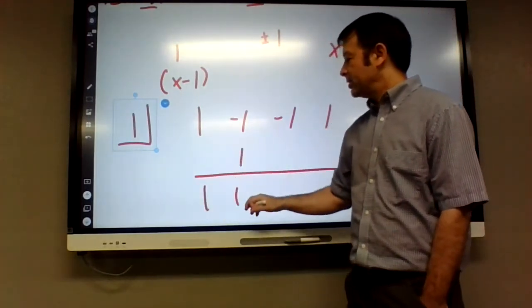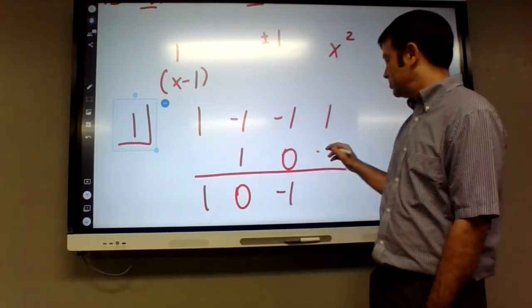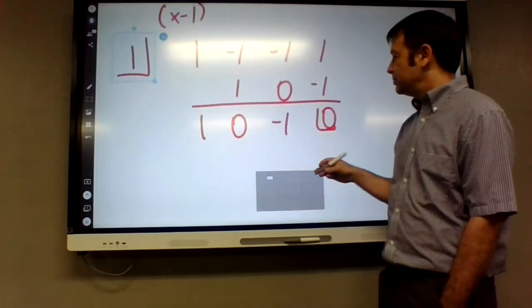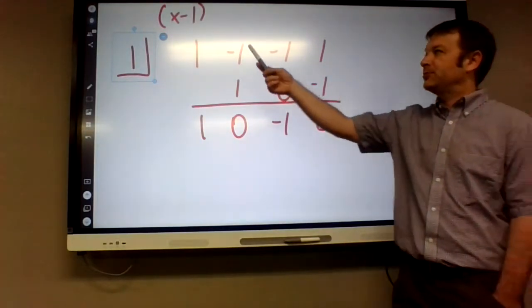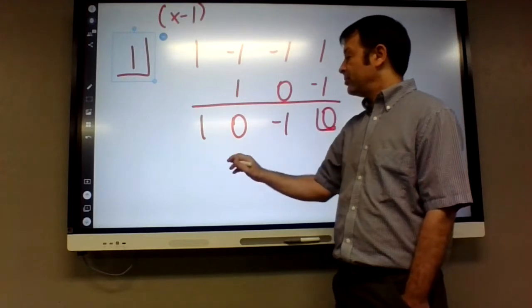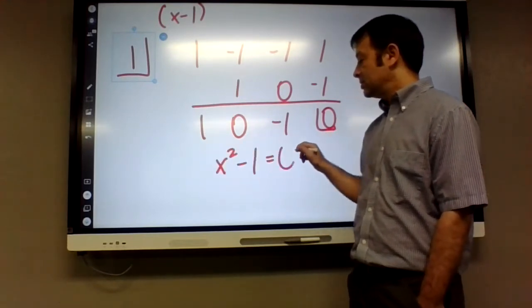Add down, multiply up, multiply up, add down, up. So if it didn't come out as 0, you did something wrong, because we know x minus 1 is supposed to be a factor. So this should divide perfectly. And remember that this stands for x squared plus 0x minus 1.